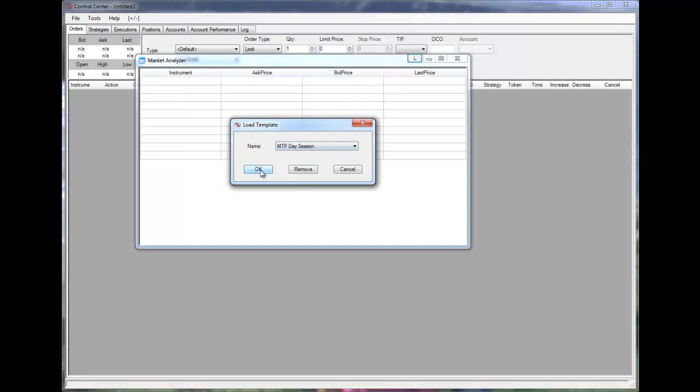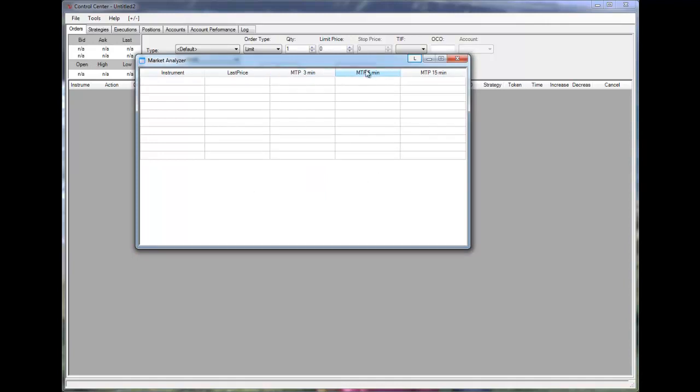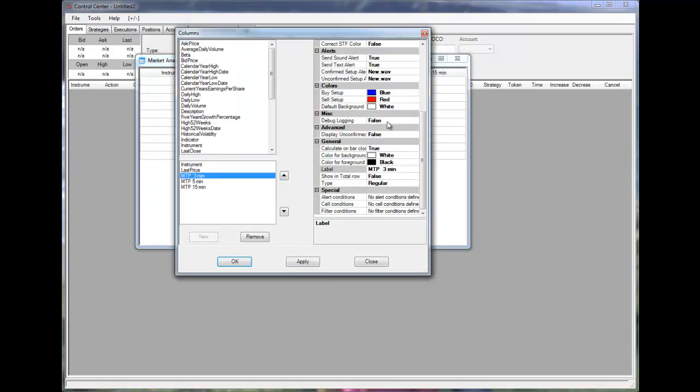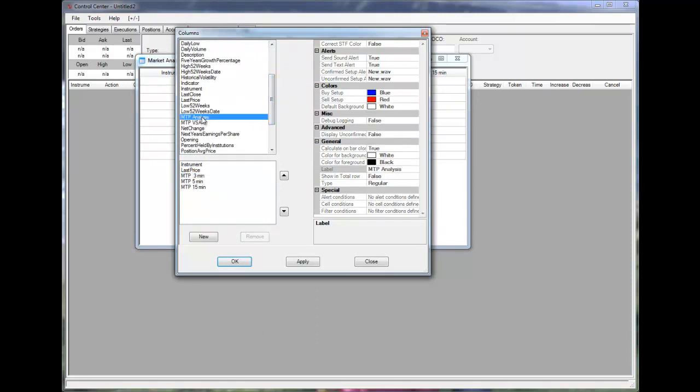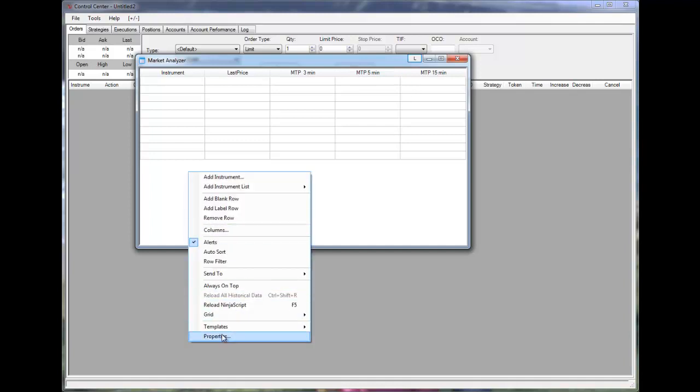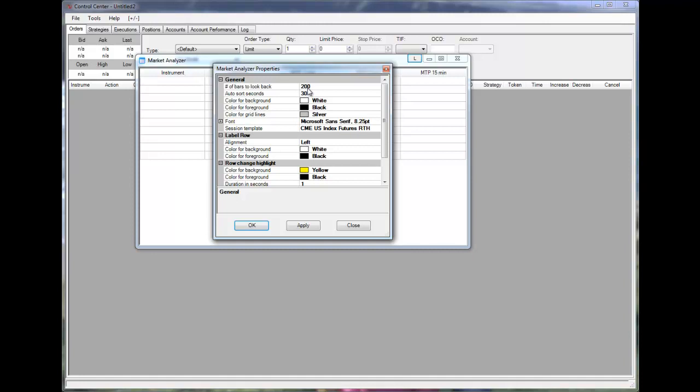So let's do a day session one here. You can see it puts on a couple of columns for 3, 5 and 15 minutes. If I right mouse click, select columns, these are the MTP columns here. If you want to, you can add new columns by selecting analysis, then adding that in as well if you want to do additional columns. But our basic template sets up 3, 5 and 15. If I right mouse click and do properties, you can see we set the bars to load back, but most importantly this session template, you can see here it's set for the US E-minis regular trading hours.